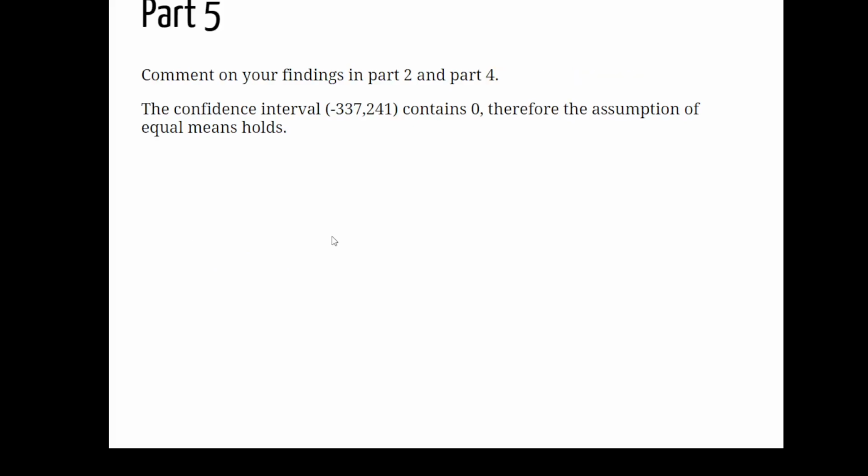Comment on your findings in part 2 and part 4. The confidence interval is essentially minus 337 to 241. 0 is in the range of values, so in that case we make the assumption that equal means holds. There's no difference to say that one is better or worse than the other, which coincides with our interpretation of the p-value. That is question 3 from this particular paper.